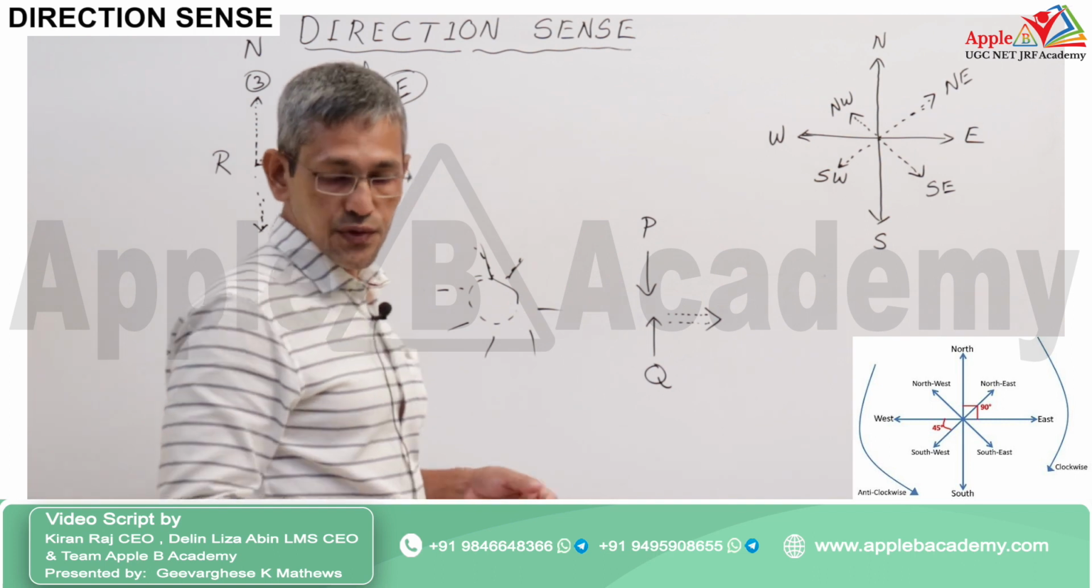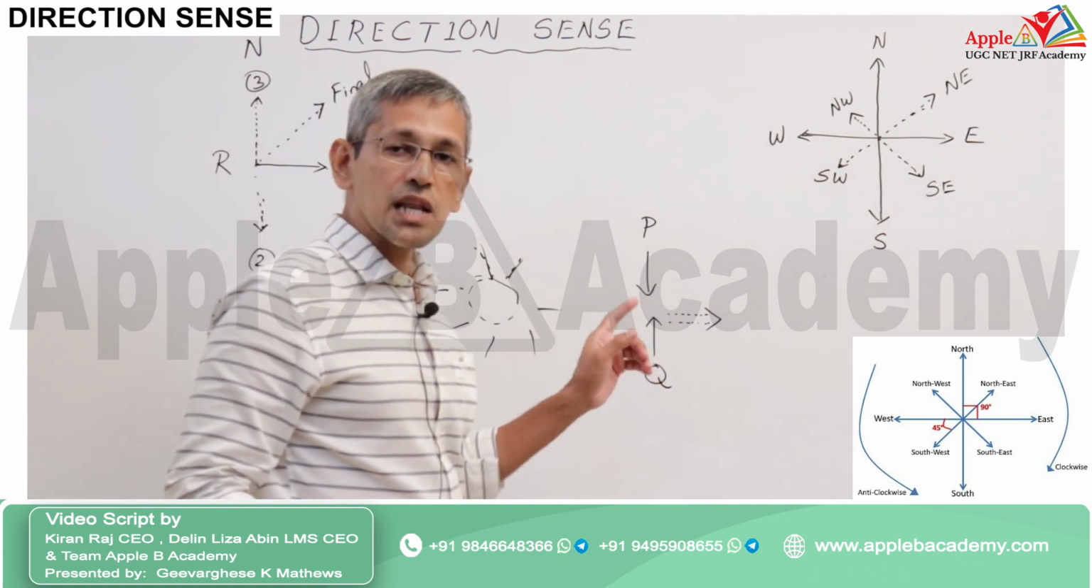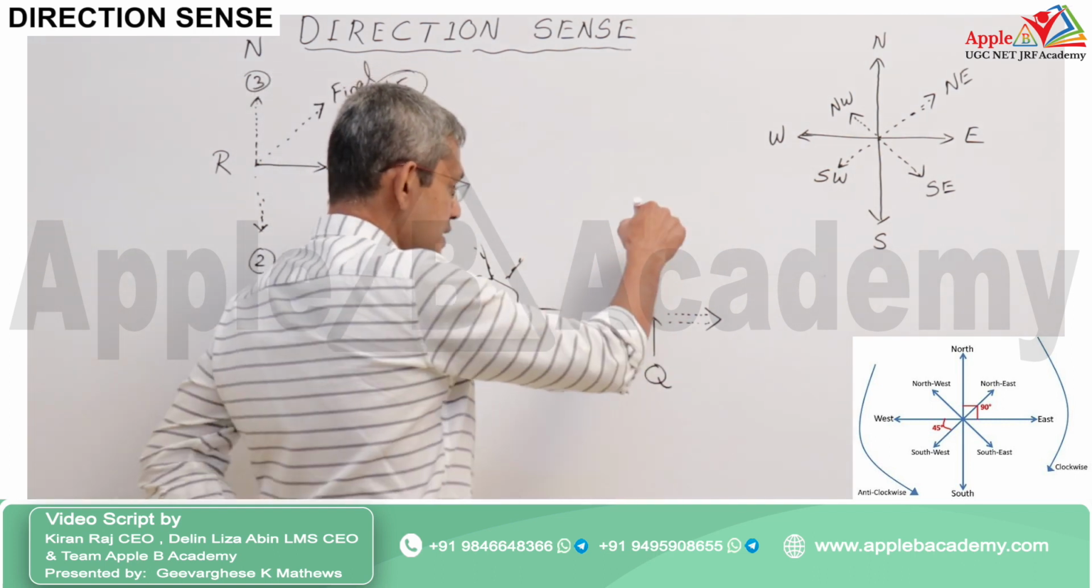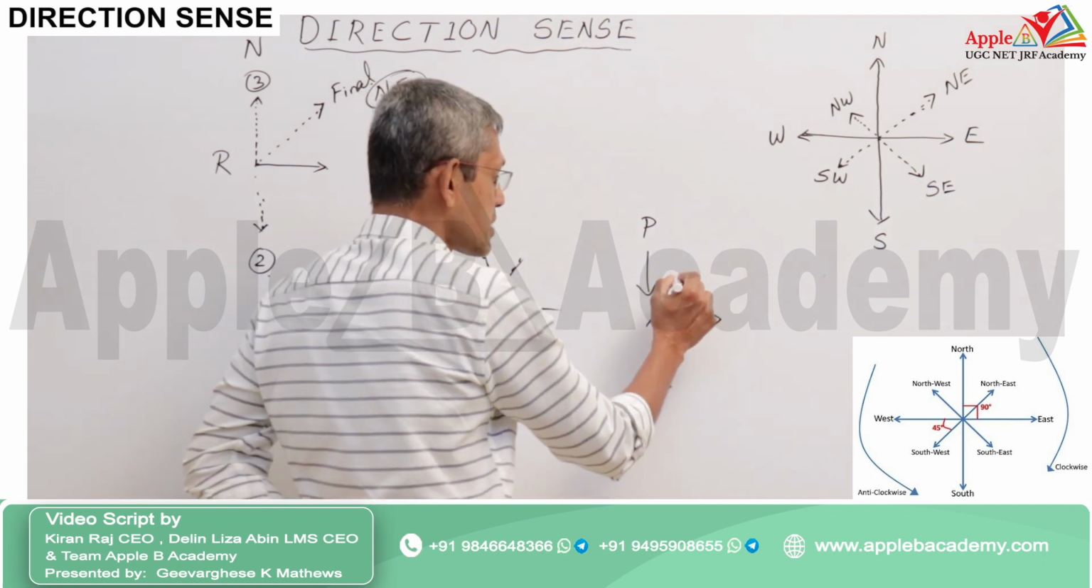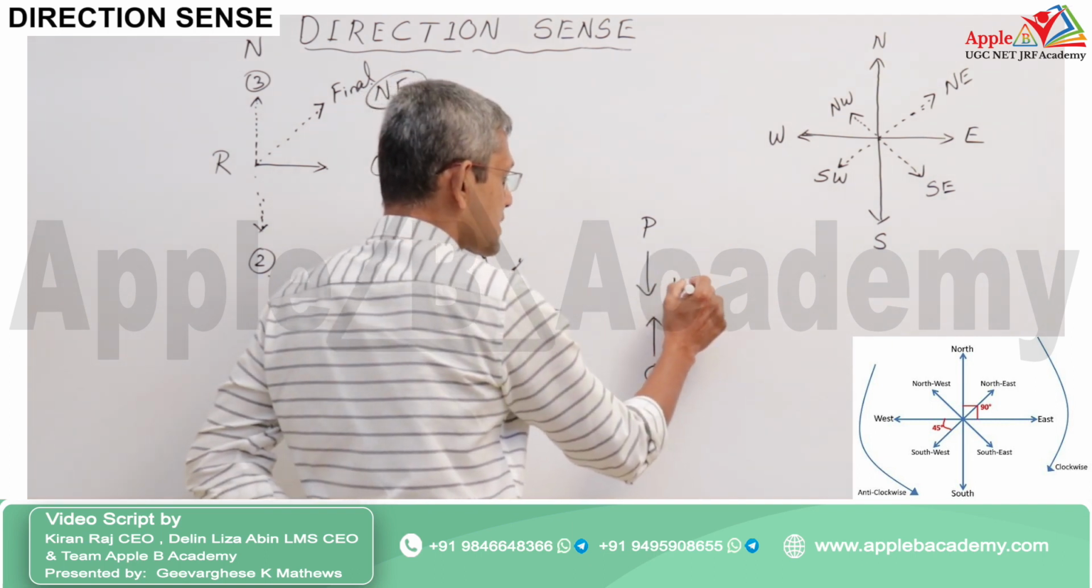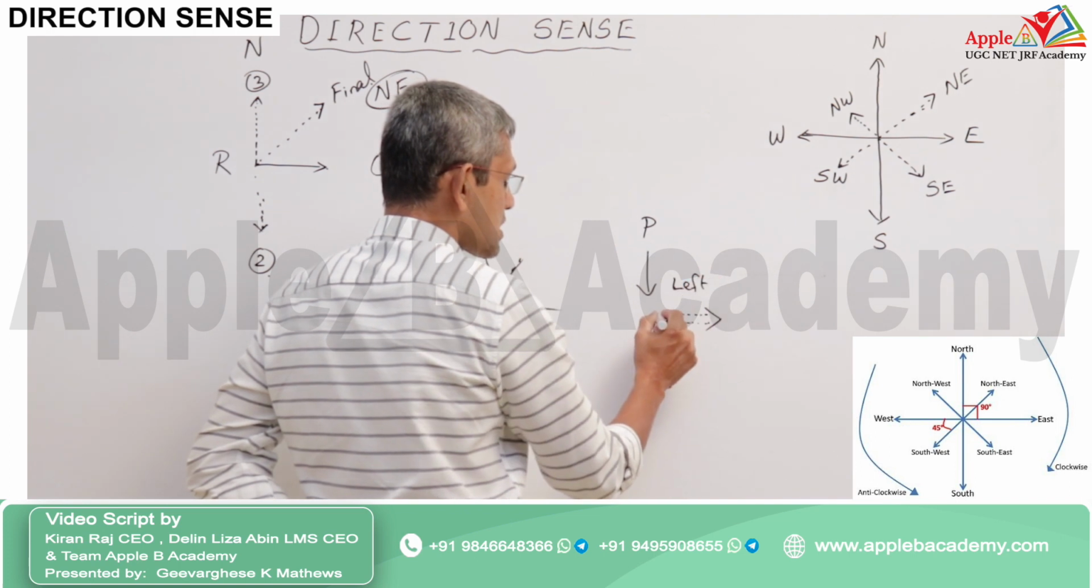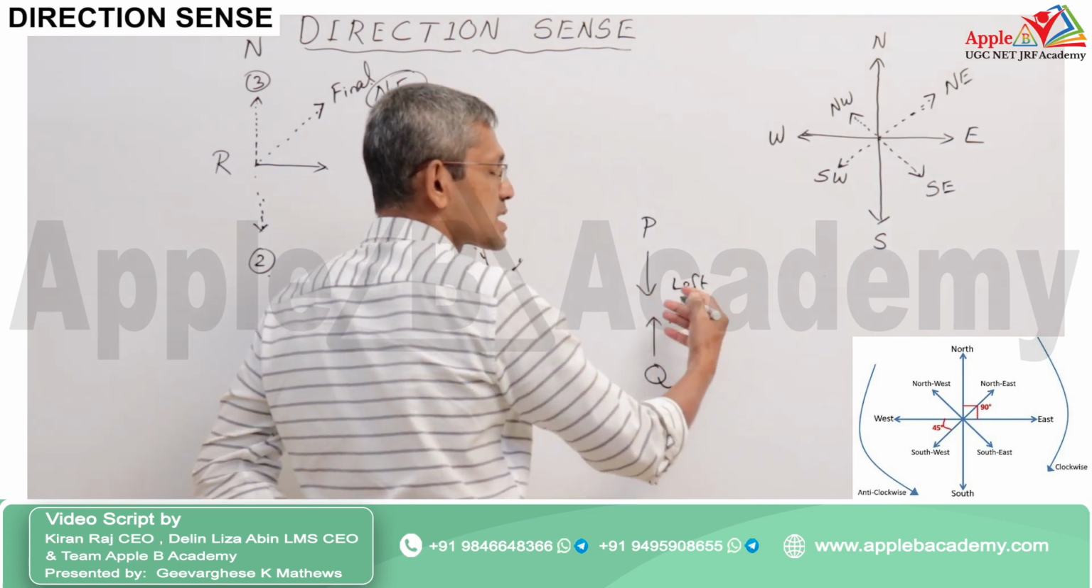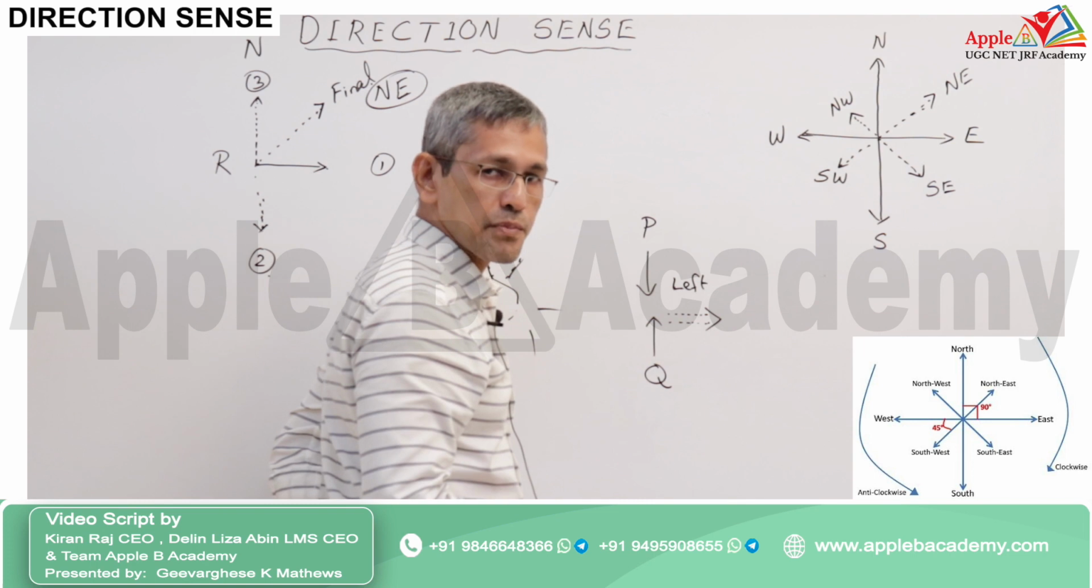So shadow of Q must be on the left hand side of P. P is facing this direction. Which is the left hand side of P? This is the left hand side of P. So now see that shadow of Q is exactly on the left hand side of P.